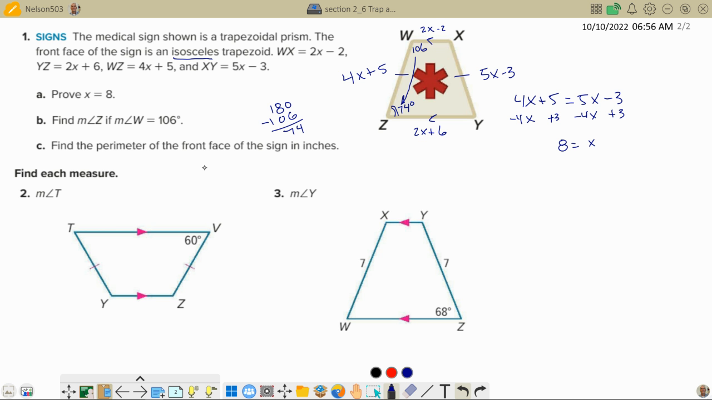Now it says find the perimeter of the front face. We need to take the 8 and plug it in. So 8 goes in here. We get 2 times 8 plus 6, that's 16 plus 6 is 22. And I plugged 8 in here: 8 times 4 is 32, plus 5 is 37. This one's got to be the same over here, 37, and it is. 8 times 5 is 40, minus 3 is 37. If I put 8 in here, I get 16 minus 2 is 14.